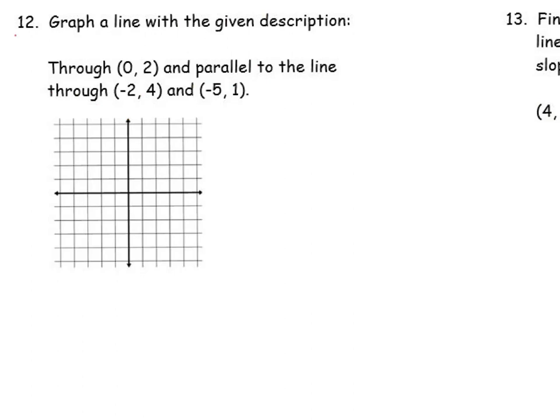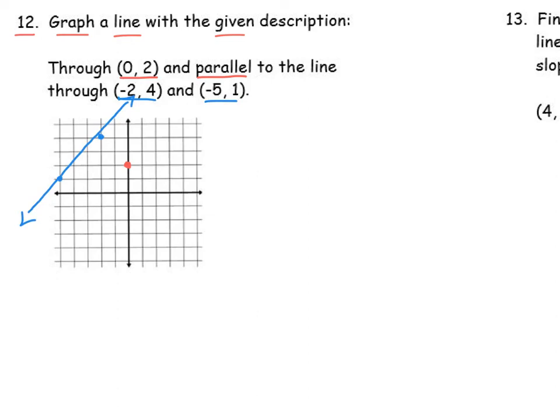Now, number 12 is very similar to what we just did. So once again, I'm graphing a line with the given description. It has to go through the point (0, 2), and it's going to be parallel to the line going through these 2 points. So we can graph that line as well.